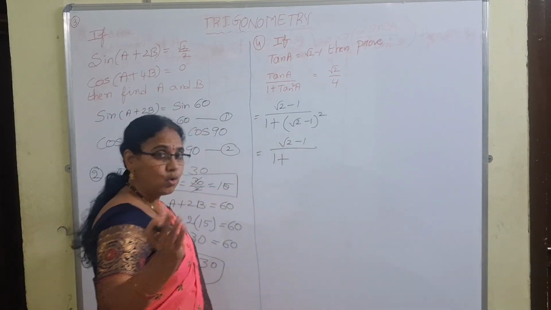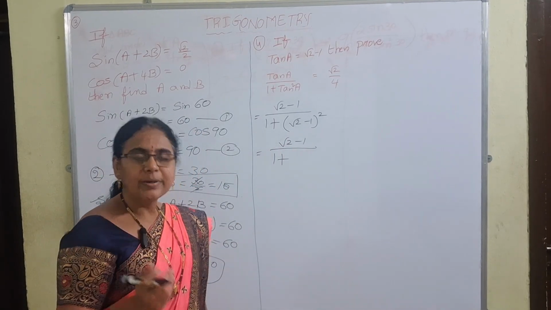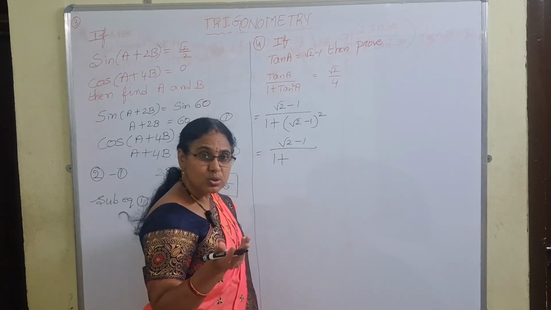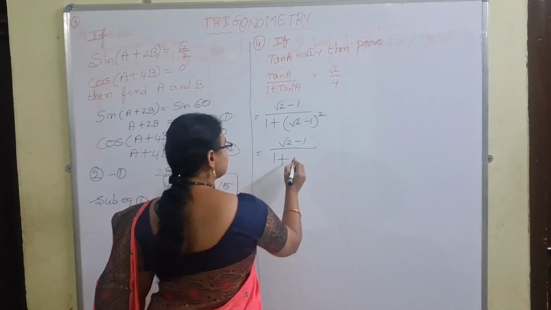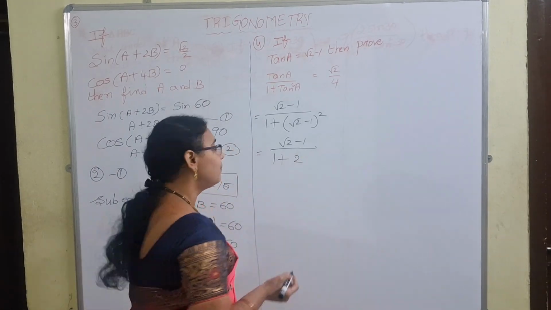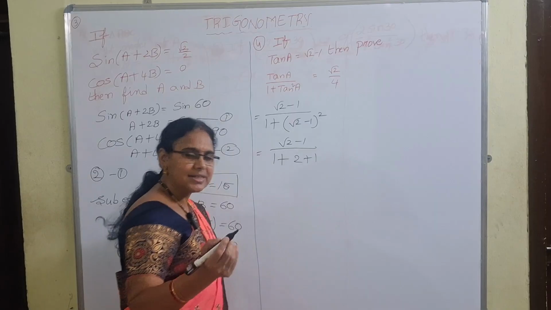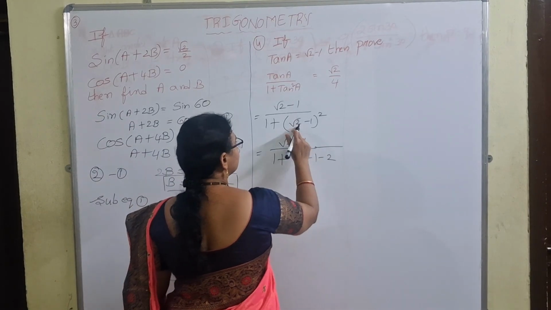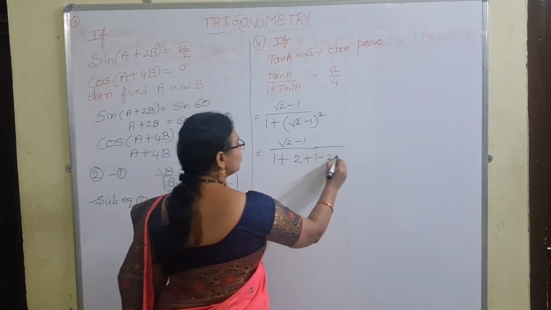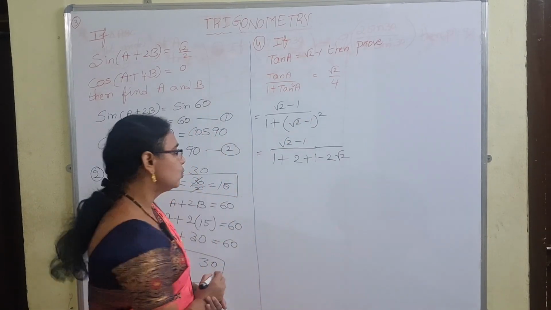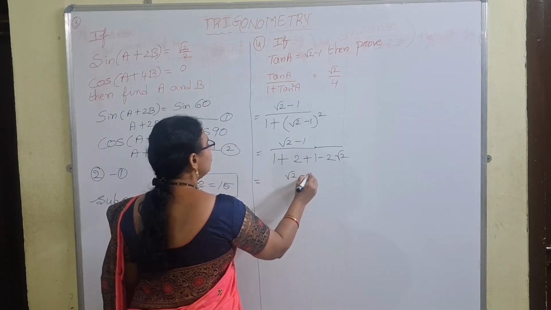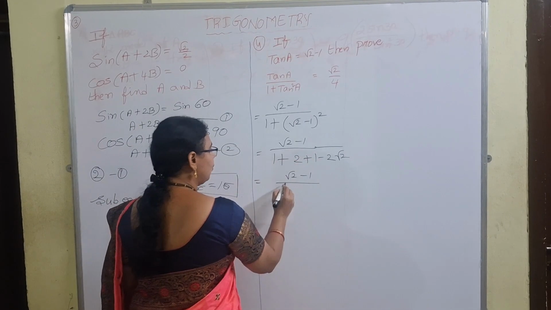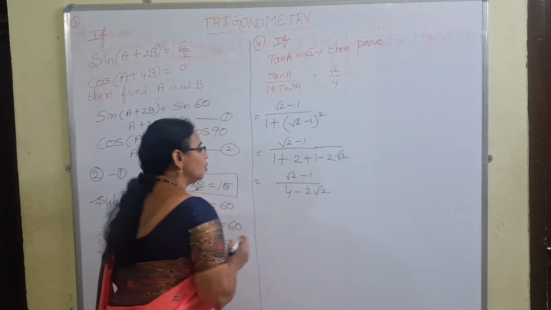Denominator: by seeing this, I hope you will get the formula. What is that? A minus B whole square. What is A minus B whole square? A square, root 2 square, means square and root will cancel, 2. A square plus B square, plus 1 square, is nothing but 1, minus 2AB. 2 into root 2 into 1, that is 2 root 2. That is equal to root 2 minus 1 by, all the constants we can add: 1 plus 2 is 3, plus 1 is 4. 4 minus 2 root 2.